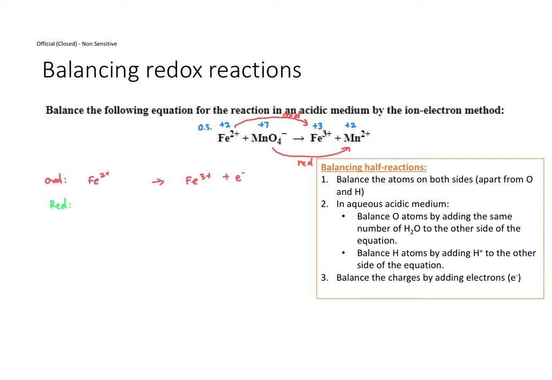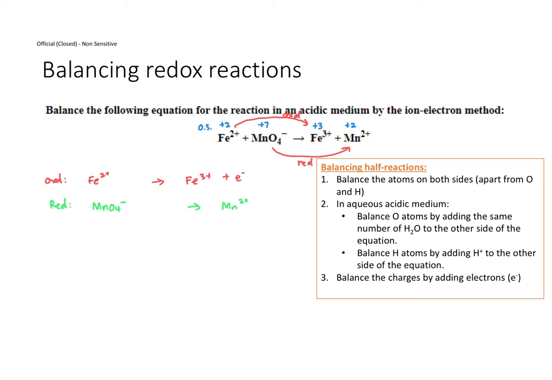For our reduction half reaction, we have MnO4- as a reactant, and we have Mn2+ as a product. So for our first step, we need to make sure that the atoms on both sides are balanced apart from O and H. So for the Mn atom, it's already balanced. On both sides, we have 1 Mn. Now let's look at the other atoms.